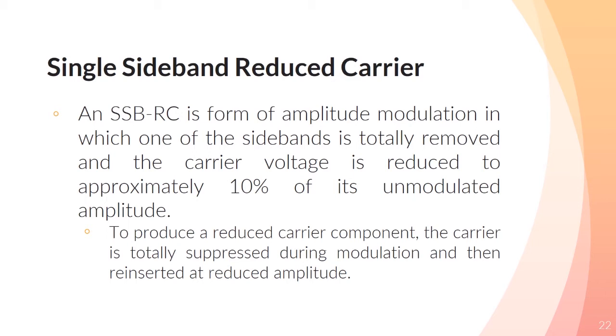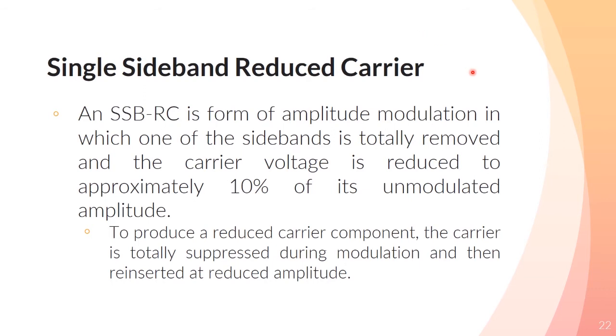To produce a reduced carrier component, the carrier is totally suppressed during modulation and then reinserted at reduced amplitude. Therefore, single sideband reduced carrier is sometimes called single sideband reinserted carrier. The reinserted carrier is often called a pilot carrier and is reinserted for the modulation process.